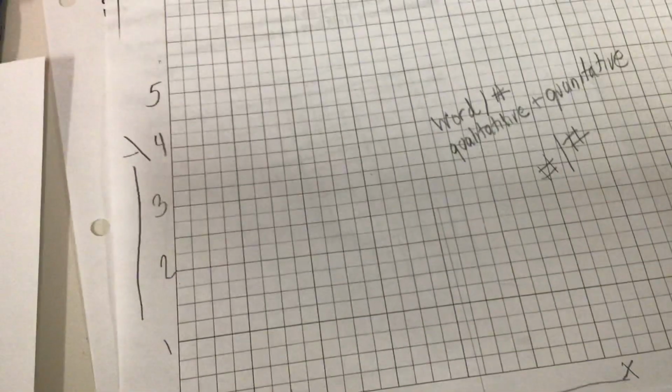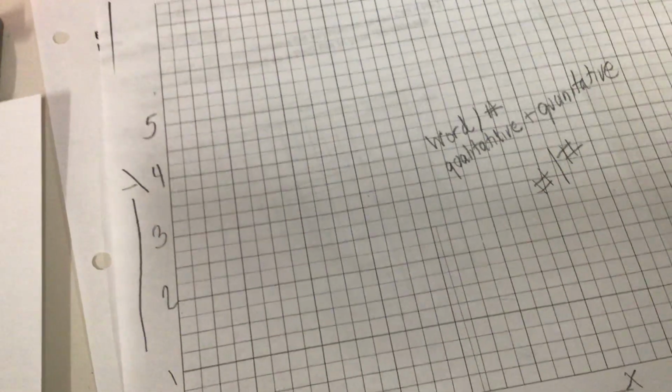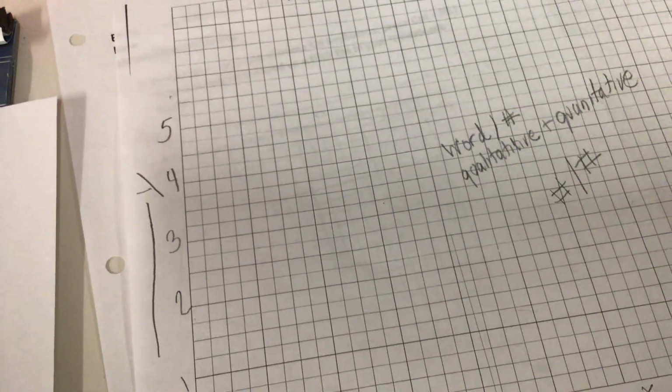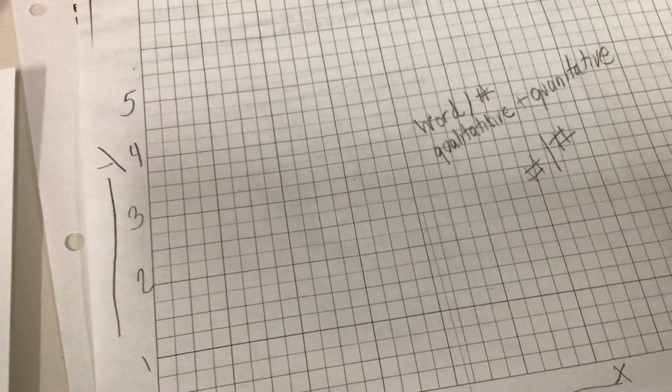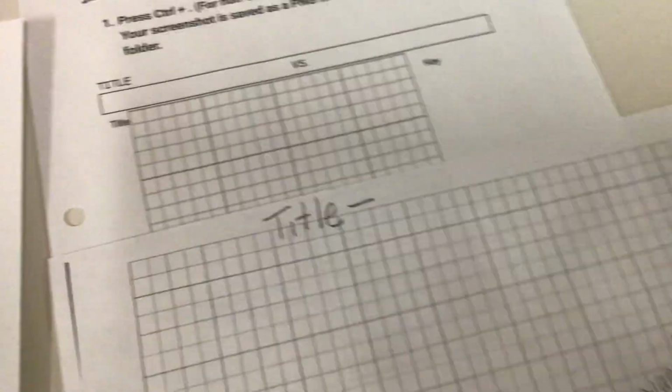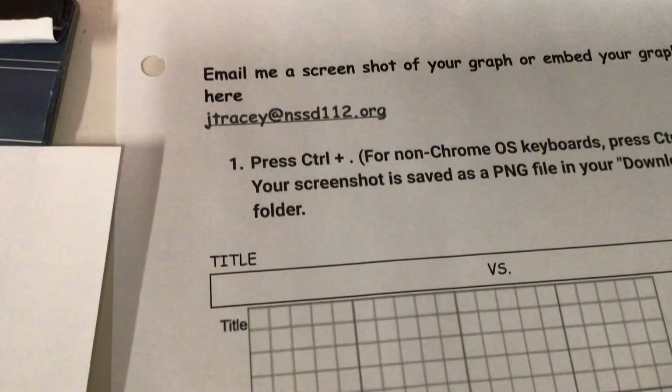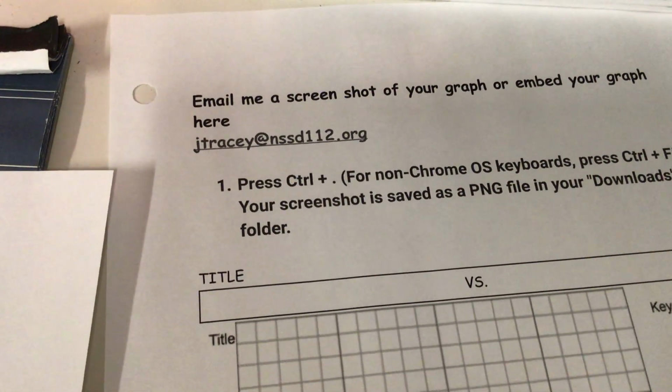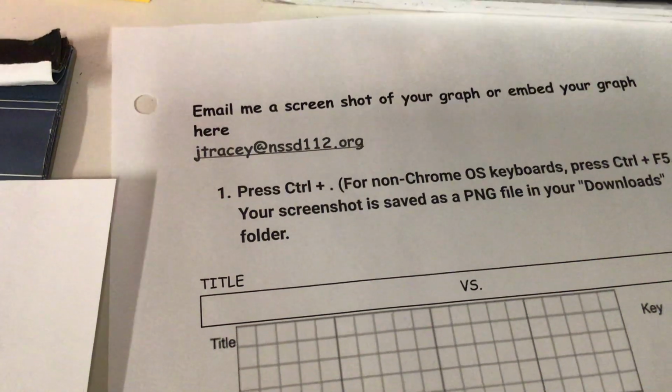When you're done, you can take a picture of it. You can actually hold it up to your Chromebook and take a screenshot. You can, if you know how to embed it in the deck, you can go ahead and do that, or you can email me a picture of your graph to, of course, my amazing email address. And that's it for today.